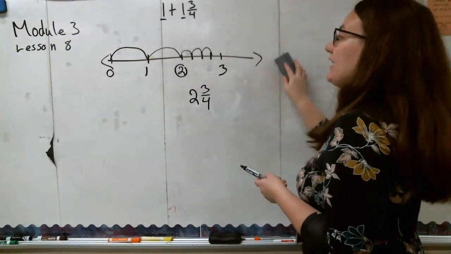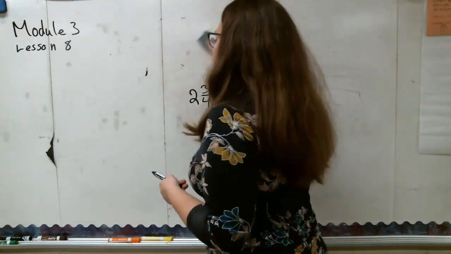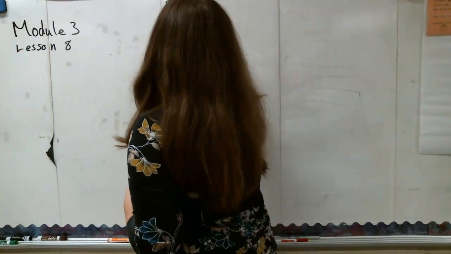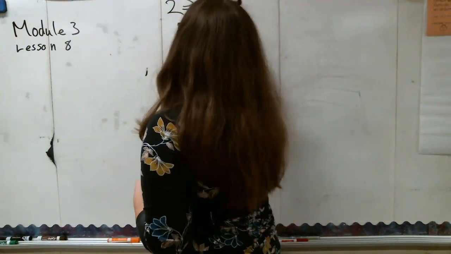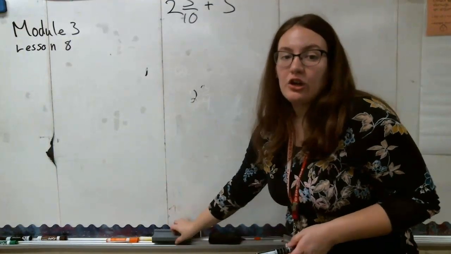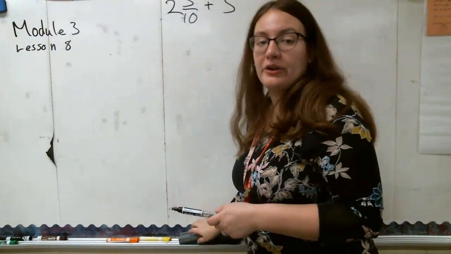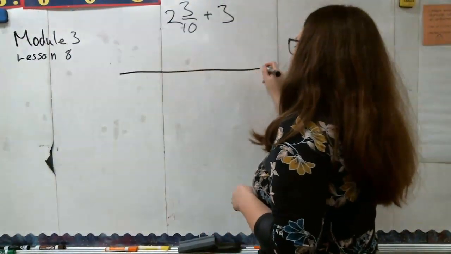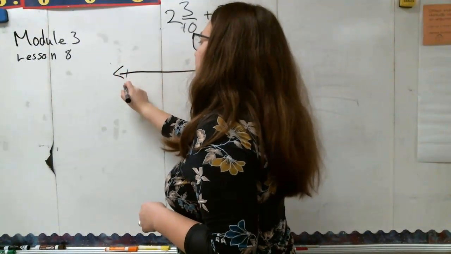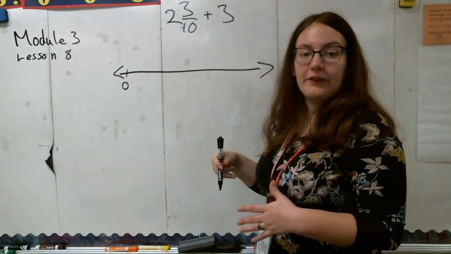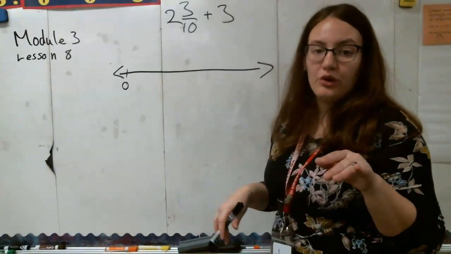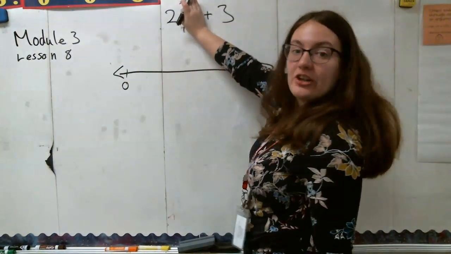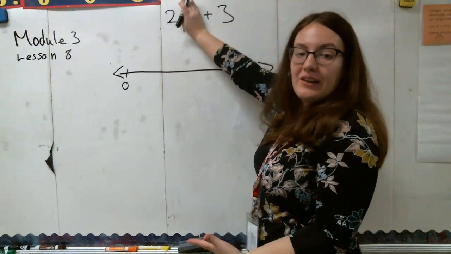Now we're going to move on to our next problem, and this one is 2 and 3/10 plus 3. This problem is pretty similar to the last one we just did. Again, we're going to have our number line right here, and we're going to be starting at 0. What I first want to do is just worry about the whole numbers. Wherever I see a fraction, I'm just going to pretend that's not there for right now, and I'm going to think about what is 2 plus 3.